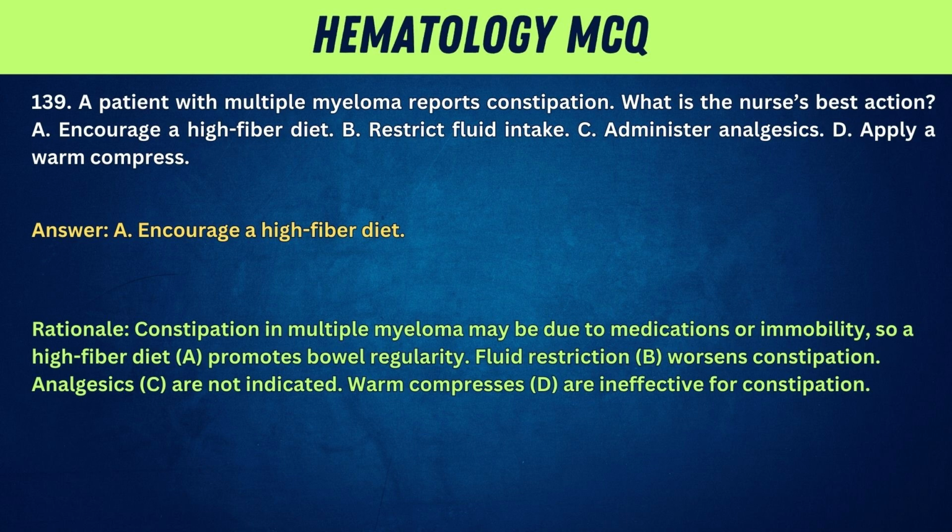139. A patient with multiple myeloma reports constipation. What is the nurse's best action? A. Encourage a high-fiber diet. B. Restrict fluid intake. C. Administer analgesics. D. Apply a warm compress. Answer: A. Encourage a high-fiber diet. Rationale: constipation in multiple myeloma may be due to medications or immobility, so a high-fiber diet, A, promotes bowel regularity. Fluid restriction, B, worsens constipation. Analgesics, C, are not indicated. Warm compresses, D, are ineffective for constipation.